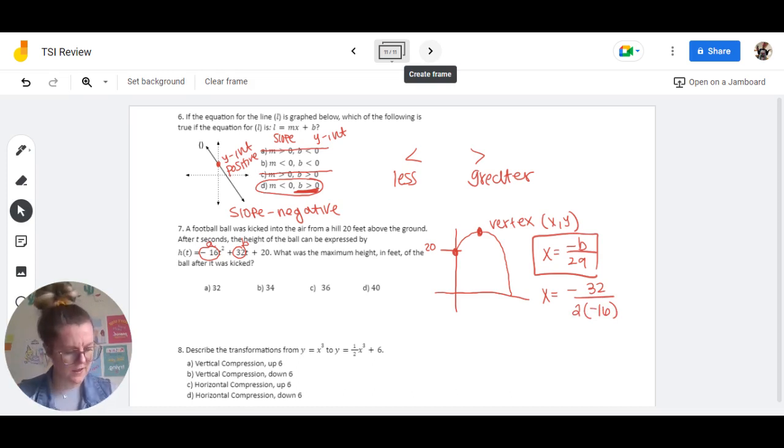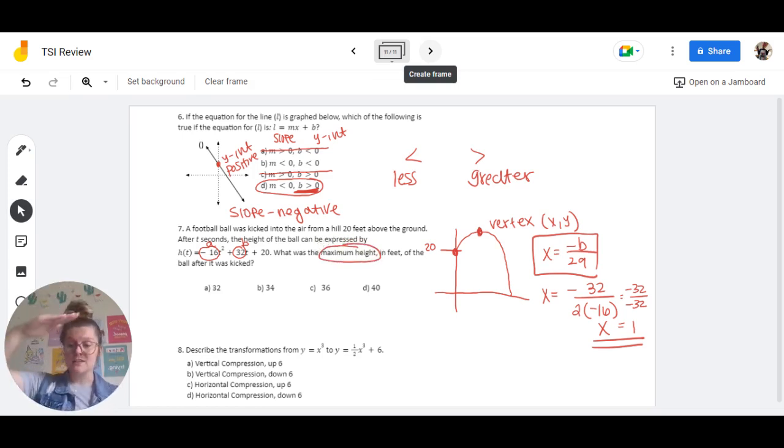Now we're going to simplify. On the bottom, 2 times negative 16 gives me a negative 32, and negative 32 divided by negative 32 gives me 1. So there's my x value. Now let's go back to what the question was asking. It's asking for the maximum height. Height means y, so I got my x value. Now I need to plug it in to find my height for y.